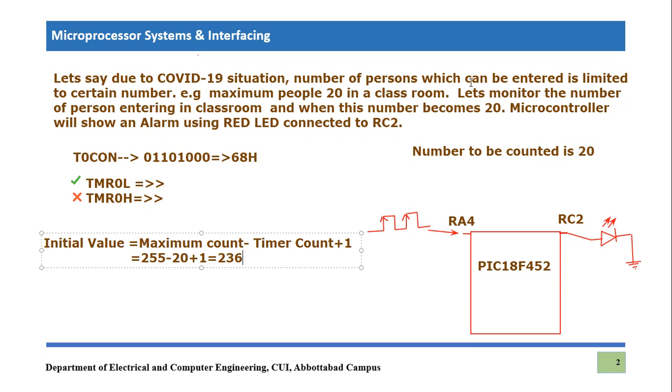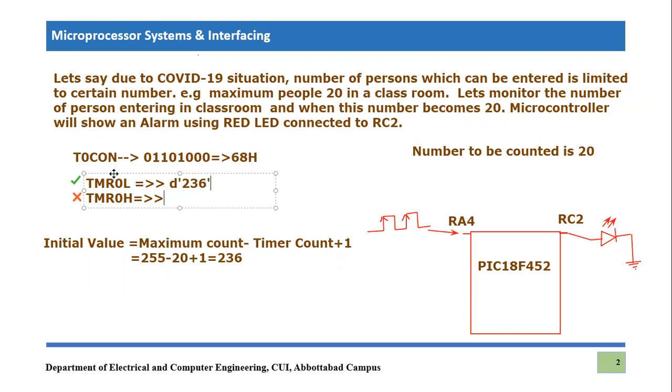Now we have the values of timer 0L. So let's put the values of timer 0L. Timer 0L value should be what? 236, and that should be in decimal. Remember, that should be in decimal. I'm not converting it into hexadecimal because I do not need to. I can simply perform this calculation using the decimal number system.